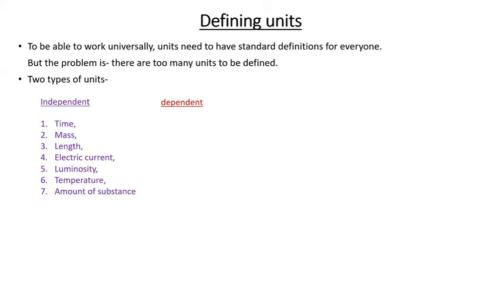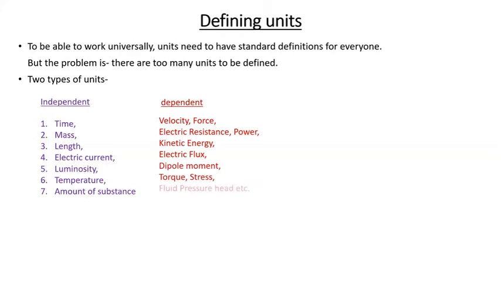Now let's consider some dependent quantities. Quantities like velocity, they are dependent on displacement and time. Force, that is dependent on mass and acceleration. Then electric resistance, power, kinetic energy, electric flux, and potential energy, dipole moment, torque, stress, strain, fluid pressure head, etc. And there are many more. Let's look into how dependent quantities can be written in terms of independent quantities.